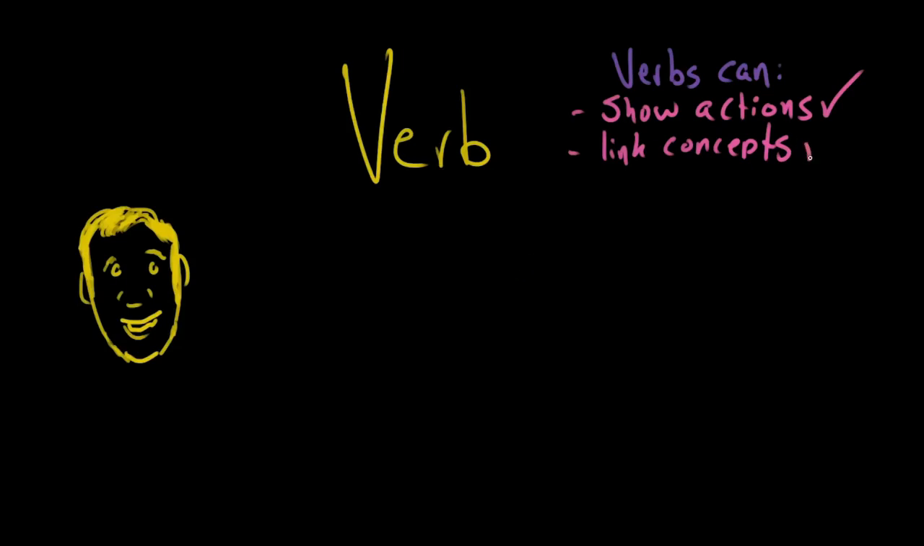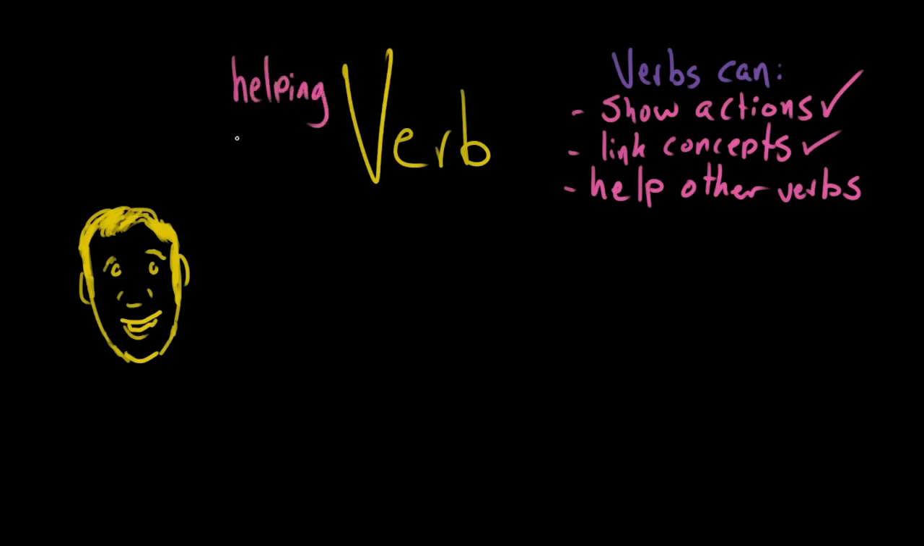Hello, grammarians! We've already talked about how verbs can show actions and link concepts, and today I'd like to talk about a third function of the verb, which is helping other verbs. We call this the helping verb, or the auxiliary verb. These are just two words for the same thing. Auxiliary is just a more Latin way to say helping.